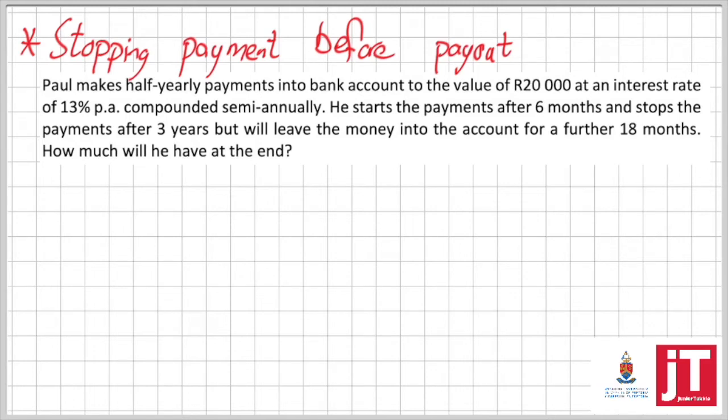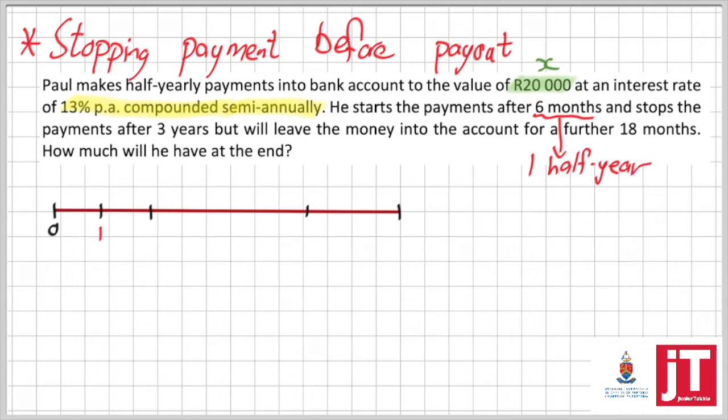Okay. Something that examiners love to do is they give you information that is in different periods than the payments. Because the payments are semi-annually or half-yearly. But now they're talking about months. So first of all, once you've drawn your timeline, just convert everything into half years. So the 6 months is 1 half year. So after 1 half year, I pay 20,000.